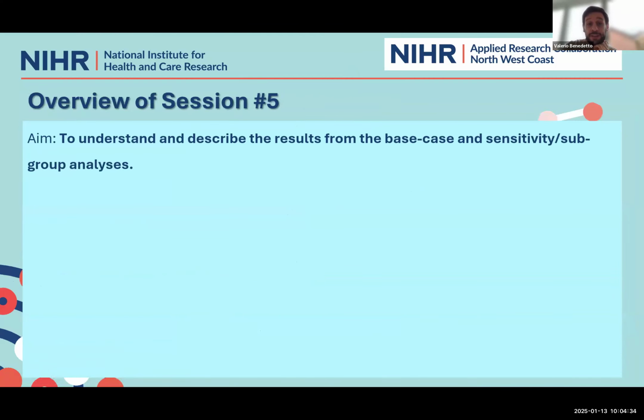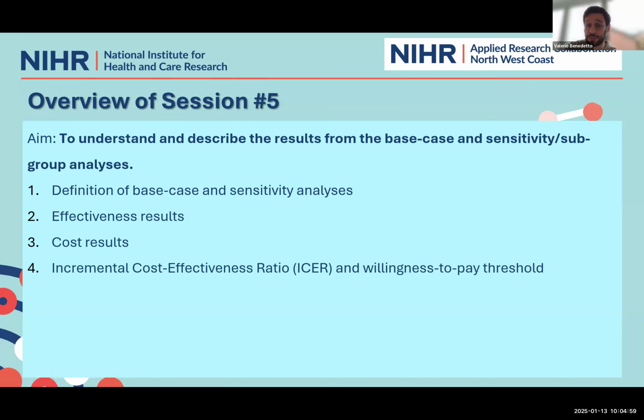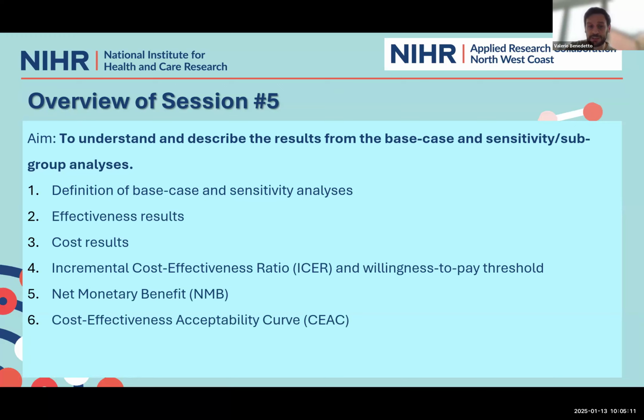In terms of today's session, the aim is to understand and describe the results from the base case, the sensitivity and the subgroup analysis from an economic evaluation. We will define these terms, so base case analysis, sensitivity analysis, and then I will quickly talk about effectiveness results and cost results. And then Andy will cover the incremental cost effectiveness ratio and willingness to pay threshold. So these will bring everything together, the effectiveness and cost results together. Then Andy will also cover the net monetary benefit, and then we will talk about the cost effectiveness acceptability curve and common types of sensitivity analysis.